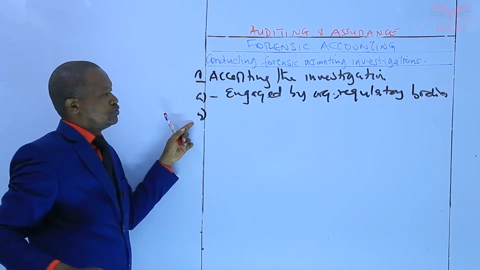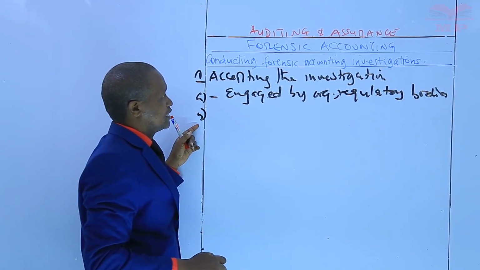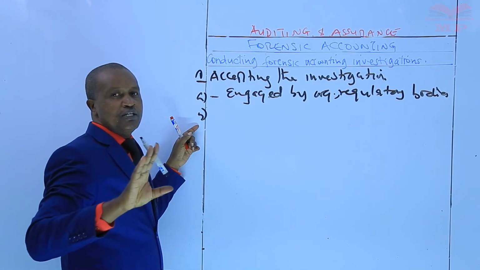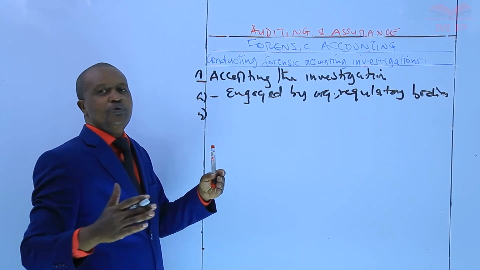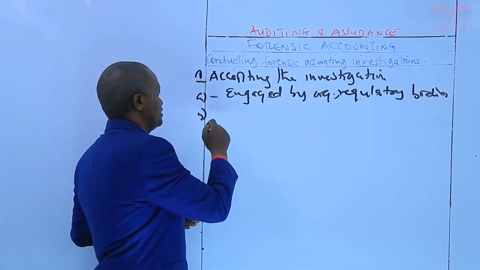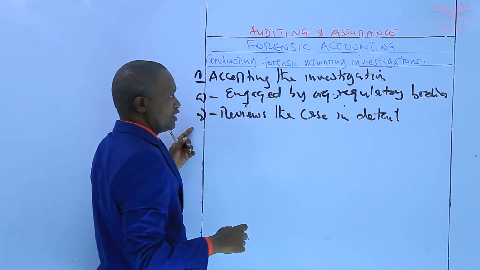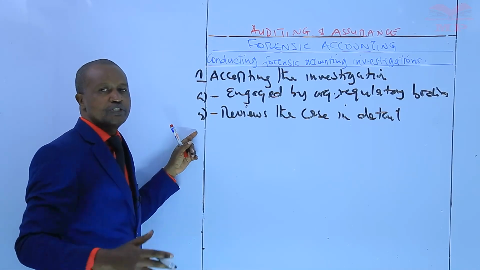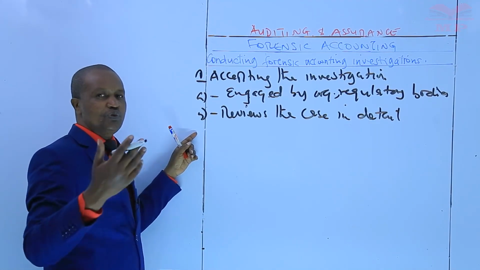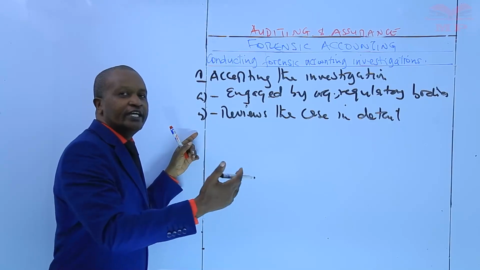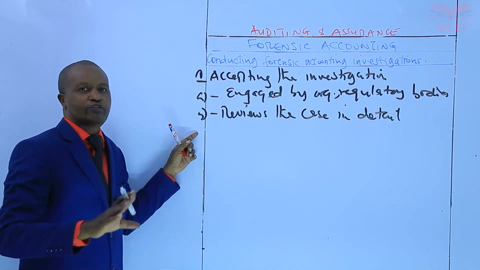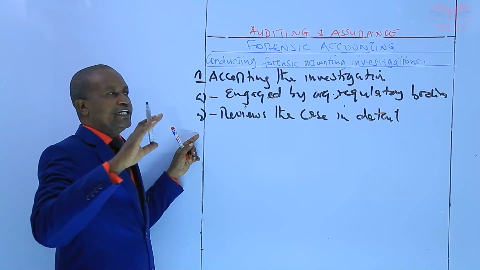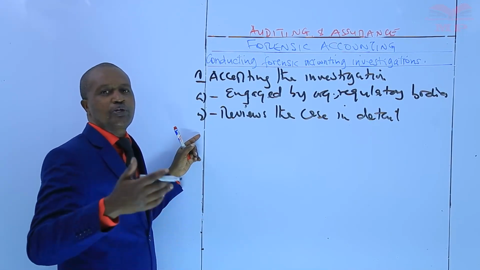Then number 2, at the acceptance of the investigation stage, the forensic accountant reviews the case in detail. The forensic accountant reviews the details of the case, including the nature of allegations, the scope of the investigation, and any other specific objectives or requirements.